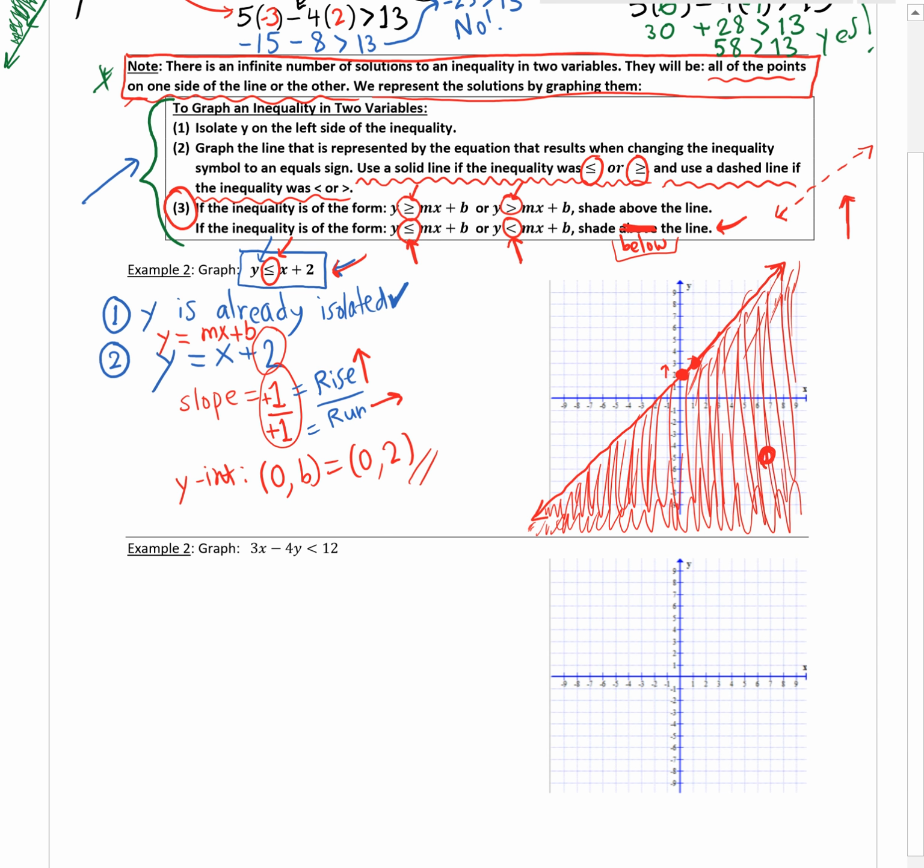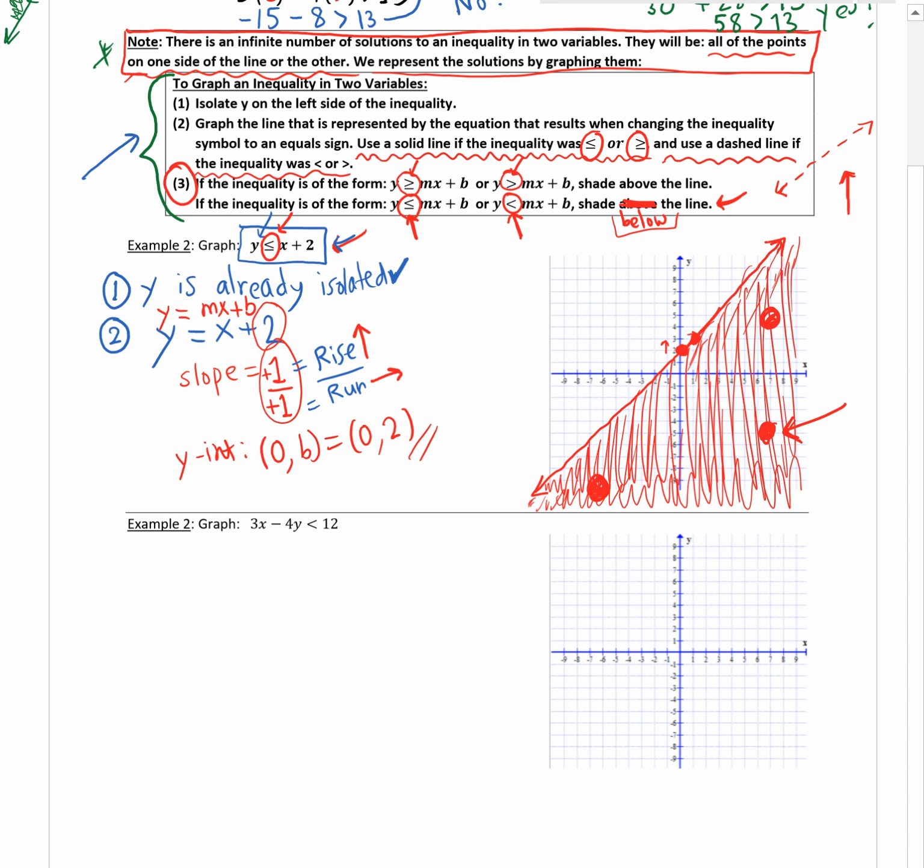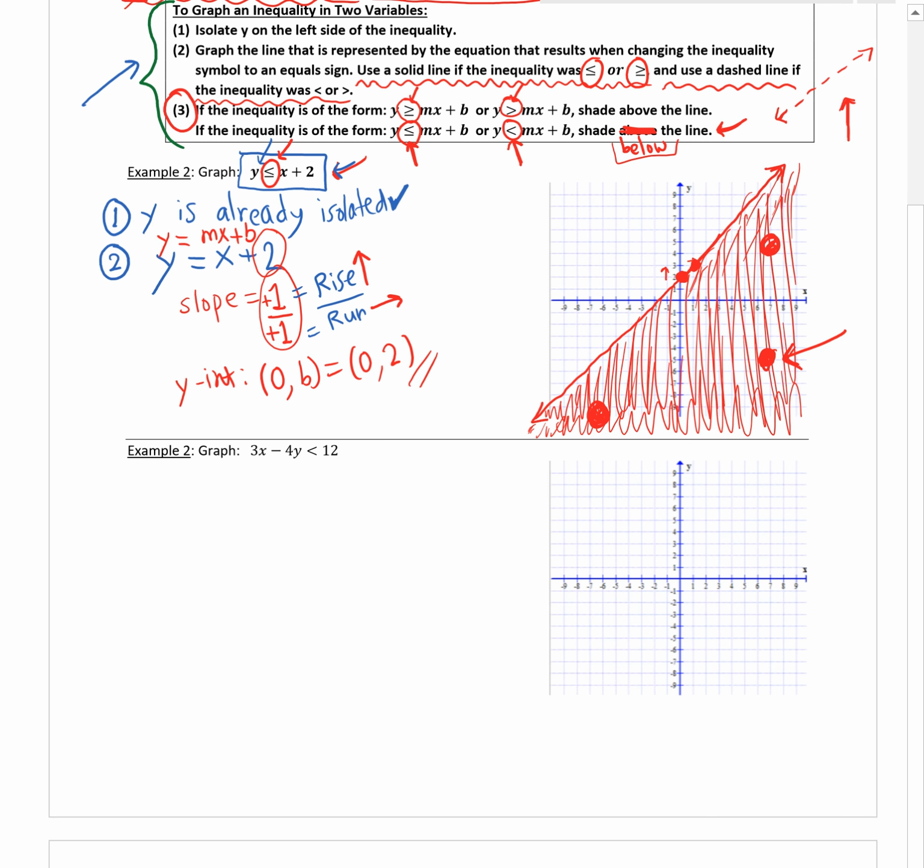So any point you grab, like here, I'm just going to grab a random point down here. That's a solution. Anything way over here, that's a solution. This guy's a solution. Even if I were to extend this graph way off to the right or way down, that would be a solution as well. There are a lot of solutions to this thing. It's a good thing we don't have to write them out, right? We just have to represent them with the graph.